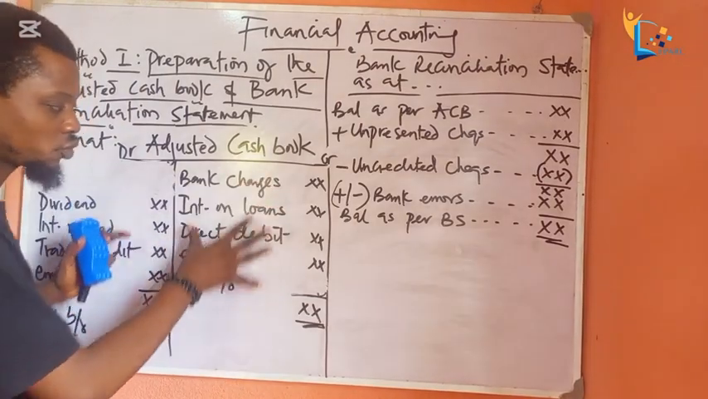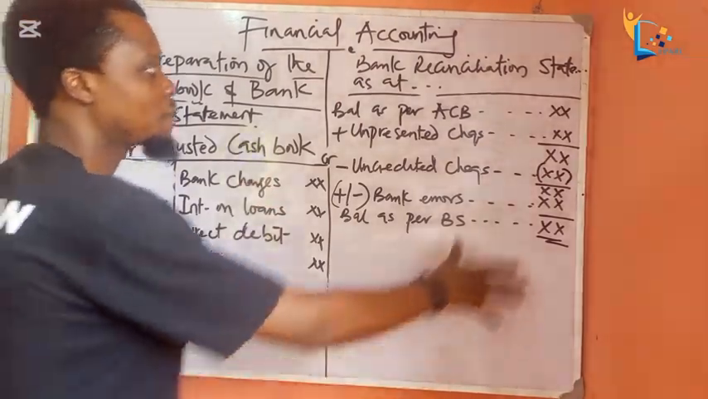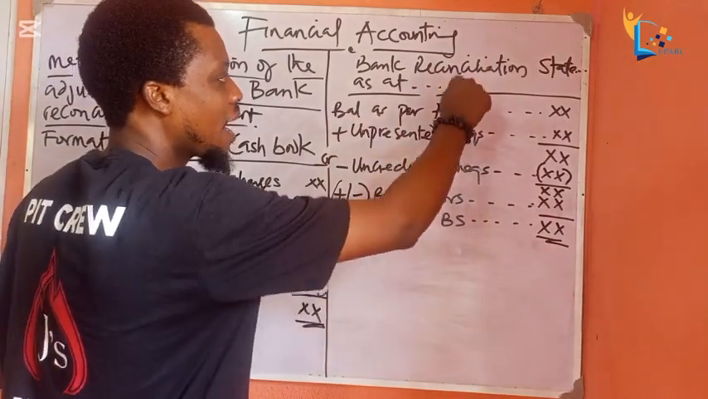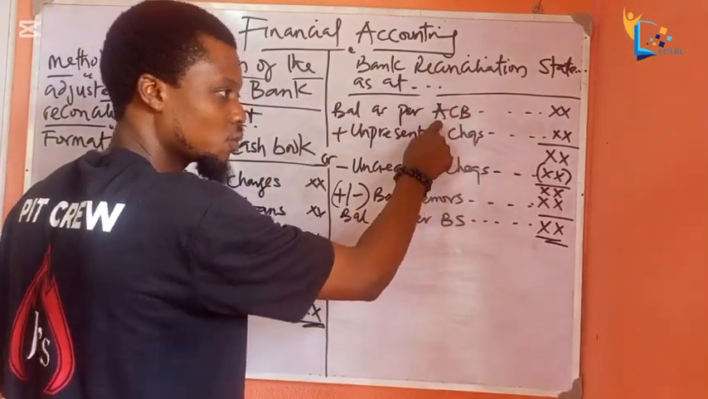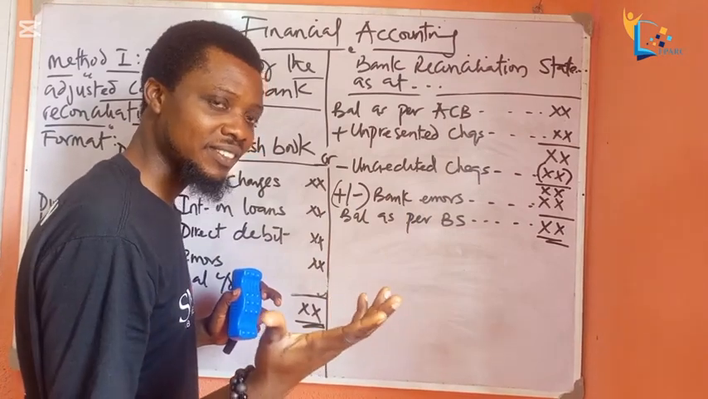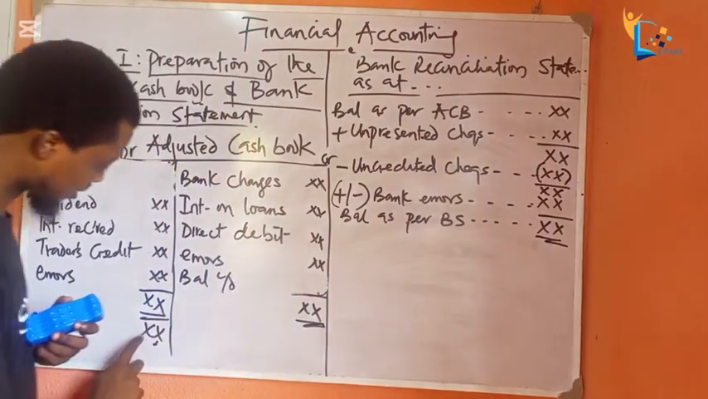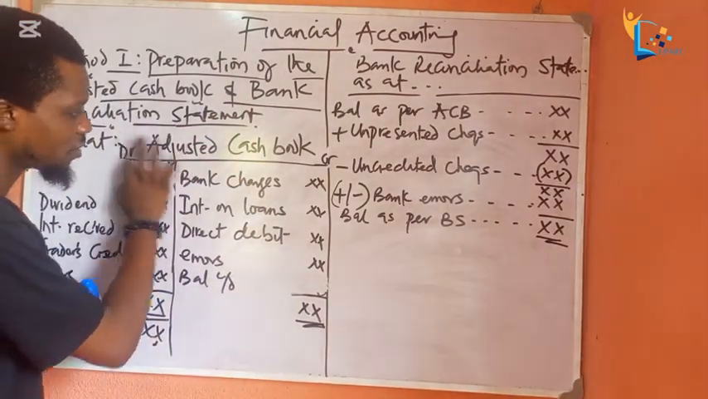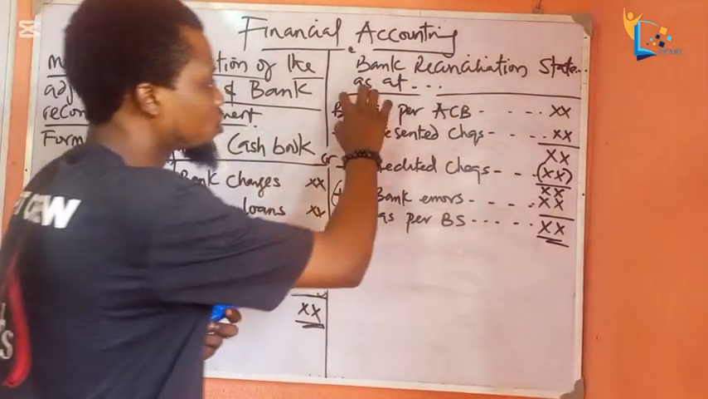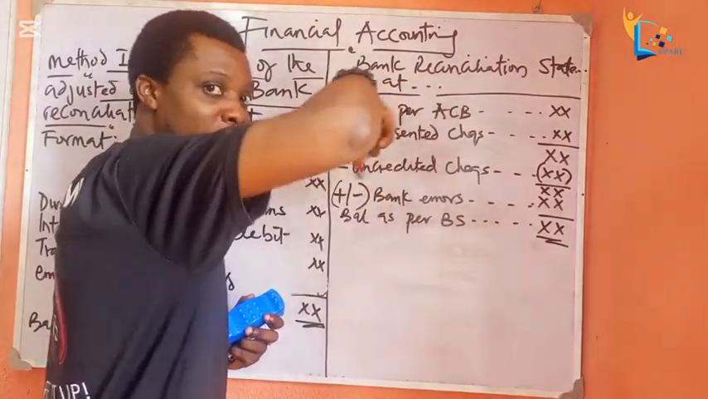Then, after you post your entries on the adjusted cash book, you will now start with balance as per bank statement, not cash book, because you don't have the balance. You don't know the balance yet. You don't have the balance of the adjusted cash book. You can't ascertain the balance yet because some information is missing. So you start with balance as per bank statement. That is the second method.